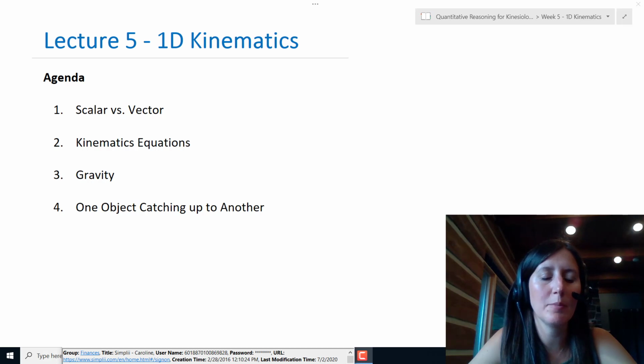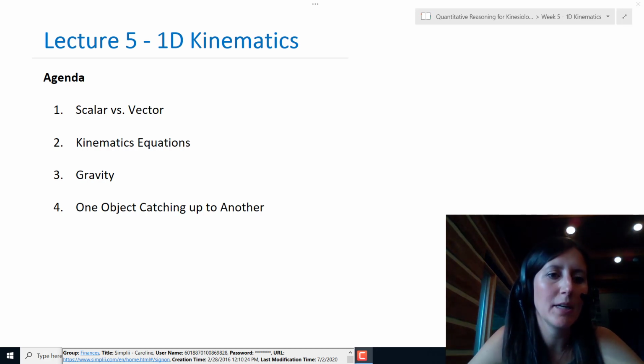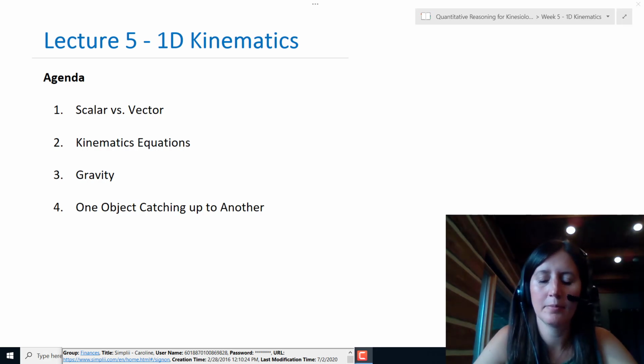So we're going to have 3 kinematics equations that are introduced today, and we're going to use them to solve kinematics problems. We'll also use them to solve kinematics problems that involve gravity. And then we'll solve a special type of kinematics problem where one object is catching up to another.